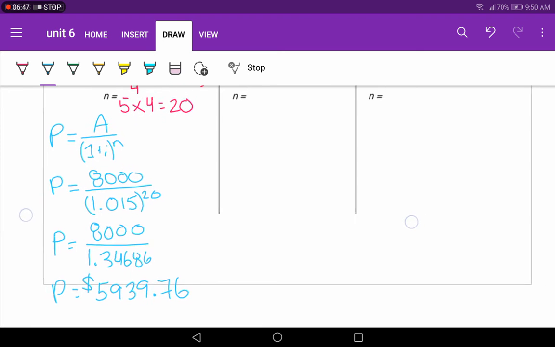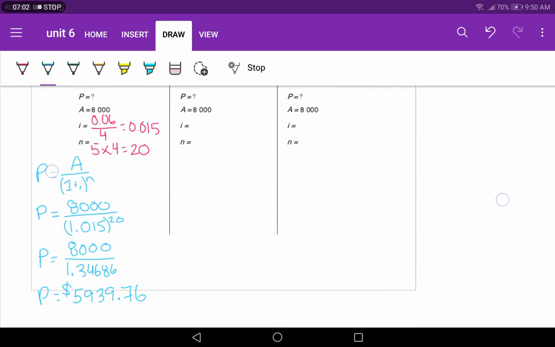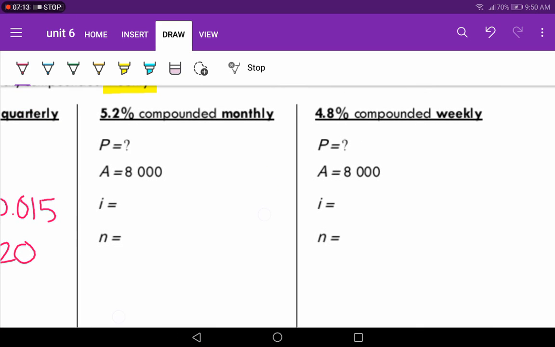So in order to get $8,000 at this 6% compounded quarterly, he would need to invest $5,939.76. Okay, let's look at this next one. What if we had 5.2% compounded monthly? So again, I'm going to have to zoom in.